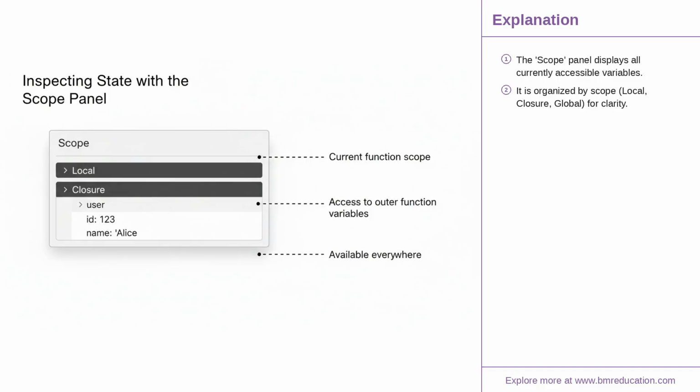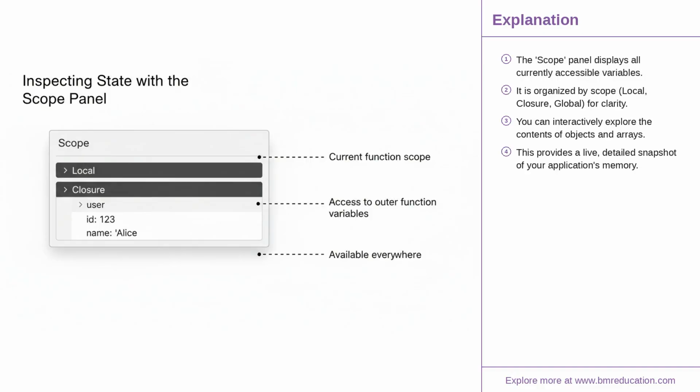While your code is paused, the most critical task is understanding its current state. The Scope panel is your primary window into this information. It shows you all the variables and their values that are currently accessible. It's neatly organized into scopes: local for variables in the current function, closure for variables from outer functions, and global. You can expand objects and arrays to inspect their contents in real time, which is impossible with console.log.